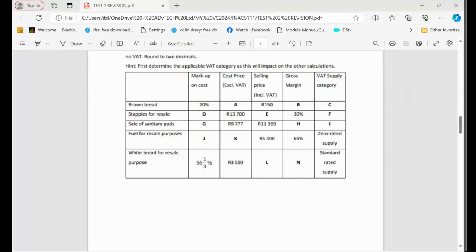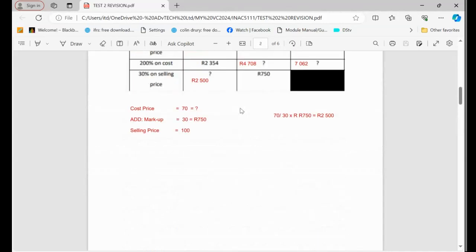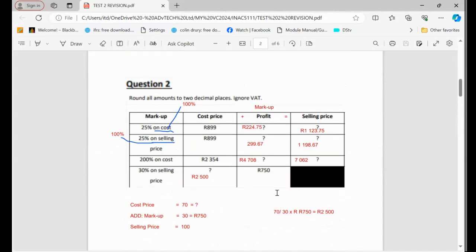Let's go through this question so that we can understand much better. As you can see, we have been going through some questions here. This is question 3. We did question 2 the other time. I think you remember. Please go and practice and make sure that when the assessments come, you are able to answer as required by the question.